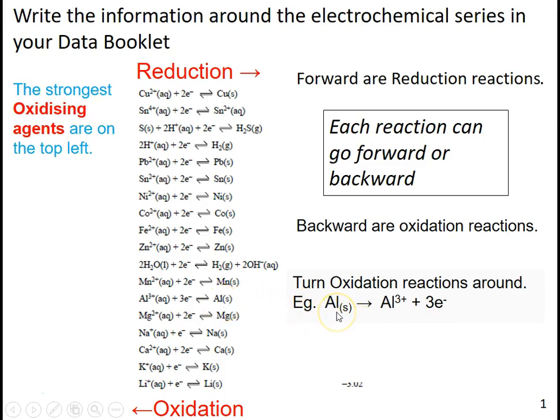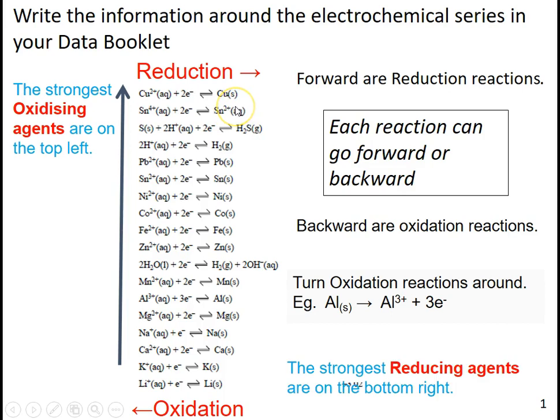turn it around. All of these chemicals on the left are oxidizing agents, and as you go higher and higher, they get stronger and stronger oxidizing agents. This is not the entire electrochemical series. I've cut the top off it here a bit. On the other side, all of these chemicals are reducing agents, and as you go lower and lower, you get stronger and stronger reducing agents.